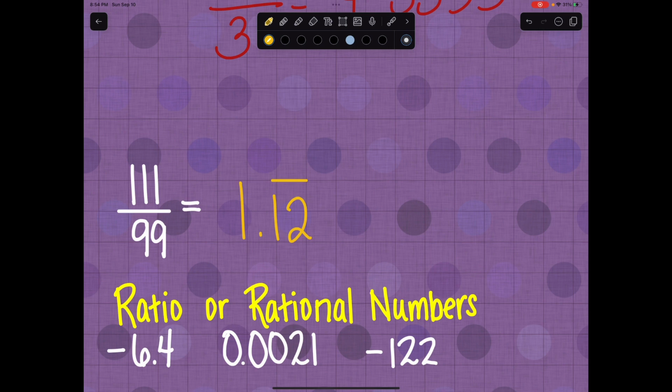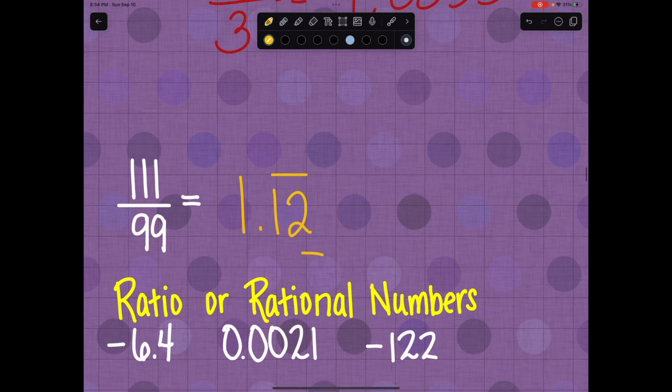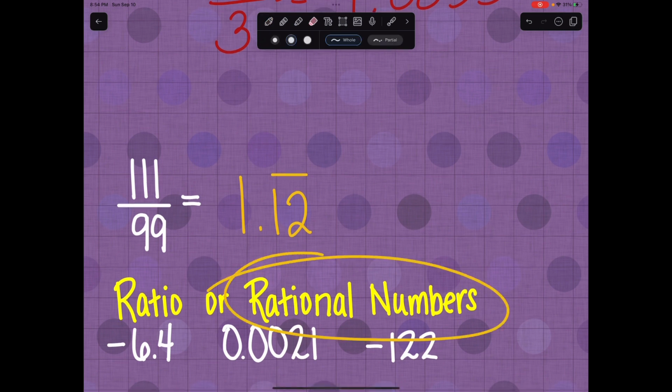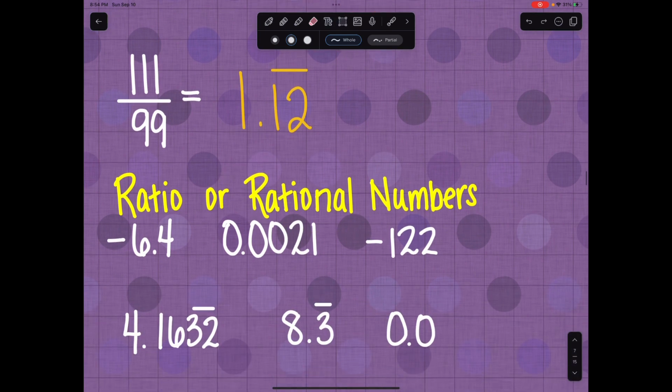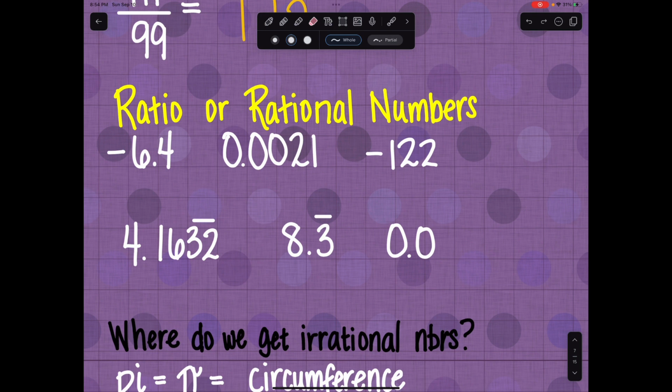If it's a ratio, or it can be written as a fraction of integers or even something that repeats, that is called a rational number. That is allowed. It is rational. They don't need to go to the loony bin. These are all examples of rational numbers.